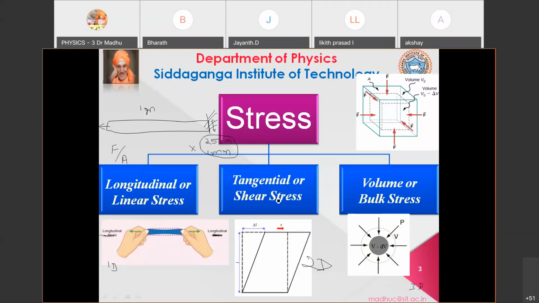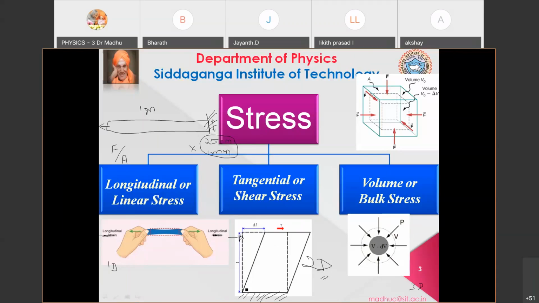Then what happens in the case of tangential or shear stress? This is two dimensions. In this case, you are fixing the bottom here, so this end is fixed. Then you are going to push this upper layer. The dotted one is the original shape. Once you push from the upper layer, the bottom layer cannot move because it is fixed. Only the upper layer is going to move.